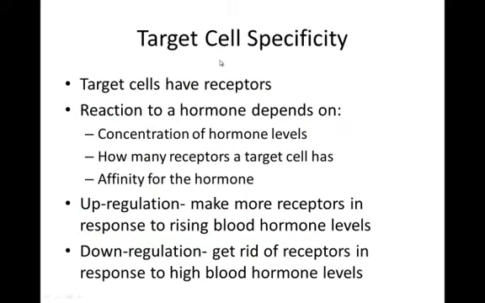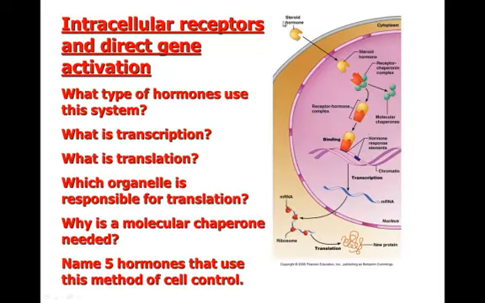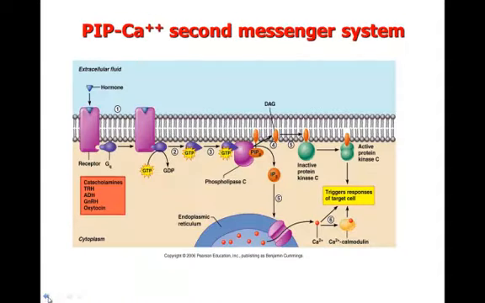Okay, target cell specificity. Now, target cells have receptors. We've seen that. In this case, here's the receptor for steroid hormones. We have receptors here for our second messenger for these amino acid-based hormones. If this hormone is oxytocin and oxytocin binds right here, and this is a uterine cell, then this cell will start to have contractions. And then, you know, you're just in for the ride of your life.